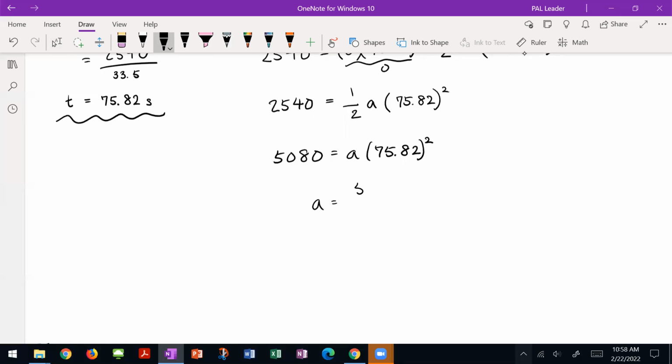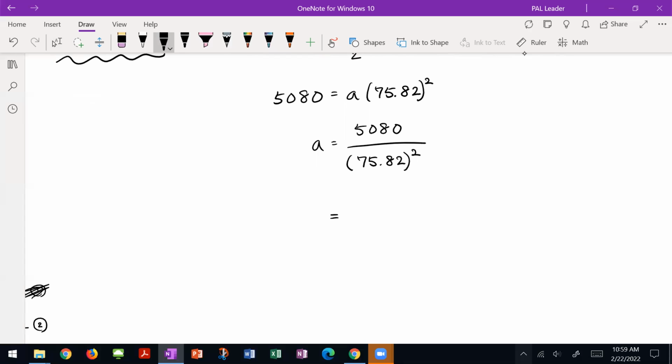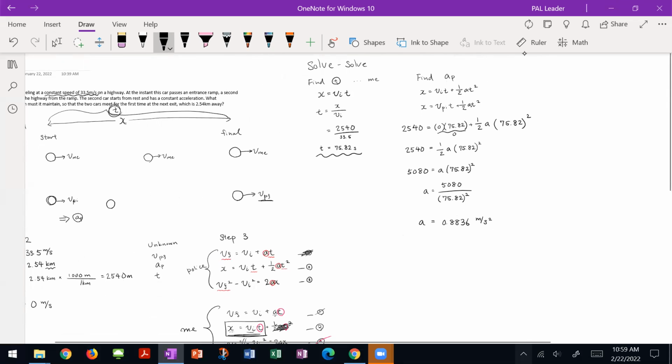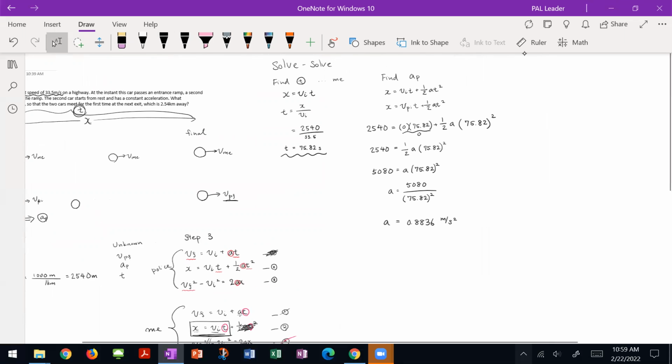So I'm going to rewrite that. And then let's put that in our calculator. Okay, so I got 0.8836 meters per second squared. Does that sound right? I don't know. It's kind of hard to tell.